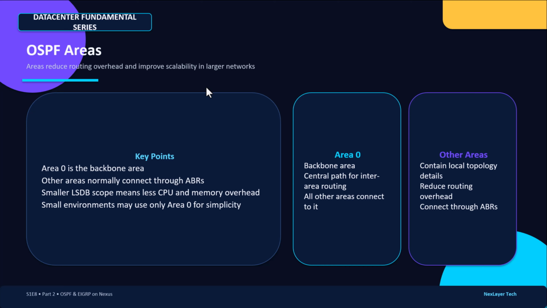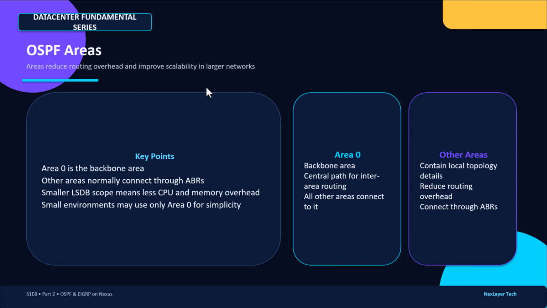Routers inside one area maintain detailed topology information about that area. They do not necessarily need every internal detail from every other area. Area 0 is the OSPF backbone. Other areas normally connect to Area 0 through devices called Area Border Routers, or ABRs.